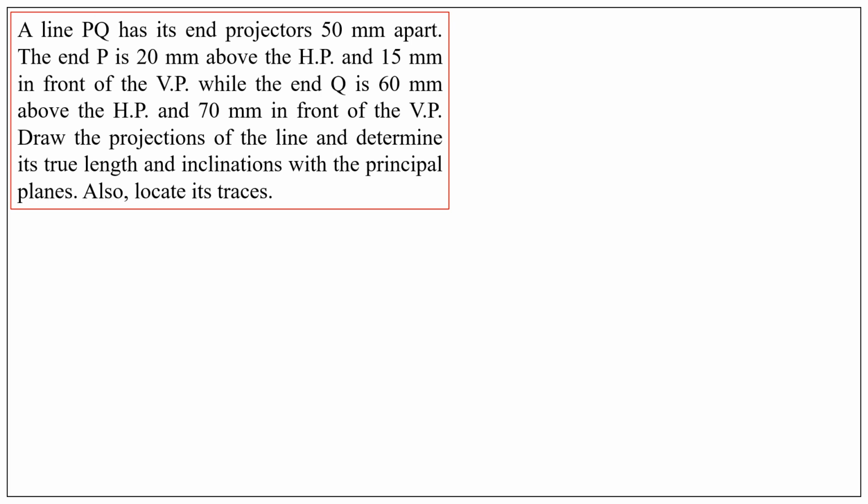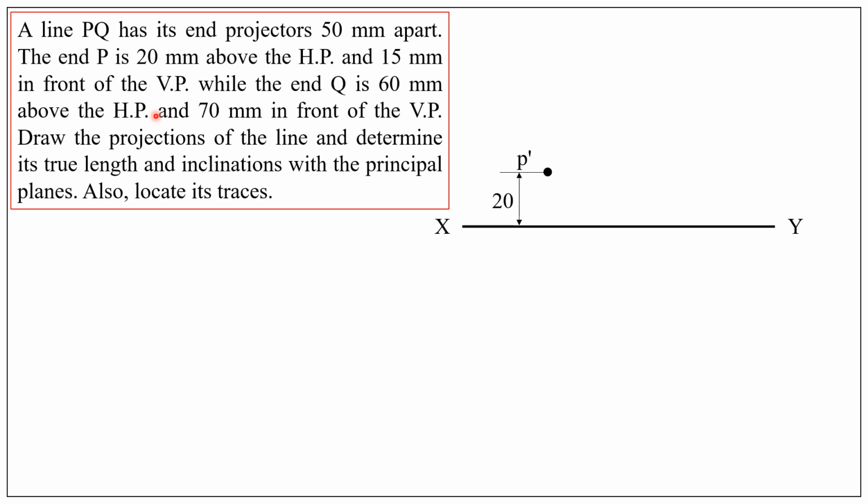Problem statement is given, and to draw the projections, first mark the XY line and then fix the position of the front view of one of the ends, P. So this is 20 mm above HP, therefore mark P dash at a distance 20 mm above XY line. The end Q is 60 mm above HP.